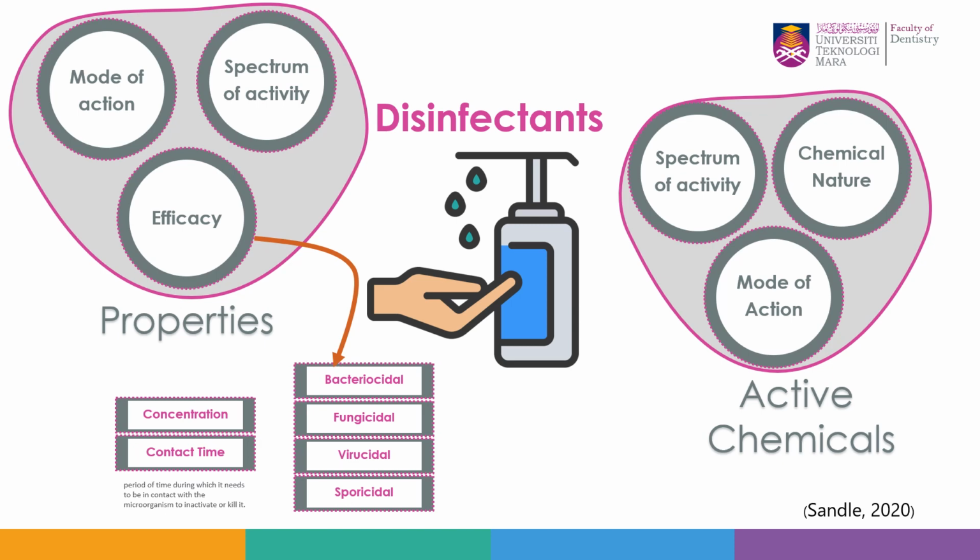So the one that I mentioned to you just now, the active chemical for most of the disinfectant for hand sanitizer that we usually buy in the shops, is alcohol, okay, isopropyl alcohol or something else. All right, so these are the properties that contribute to the efficacy of the disinfectant.